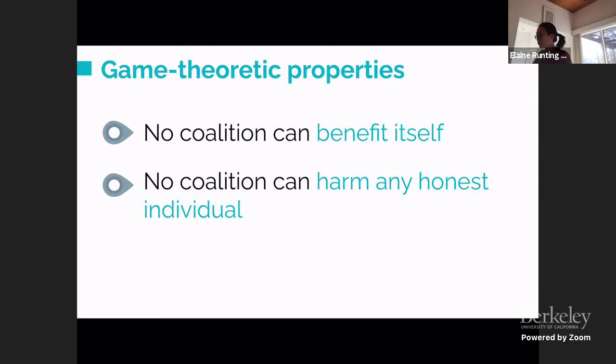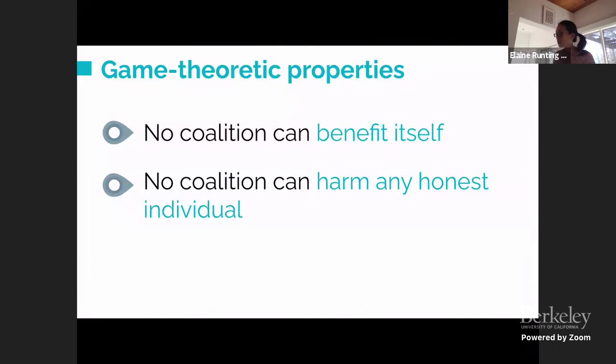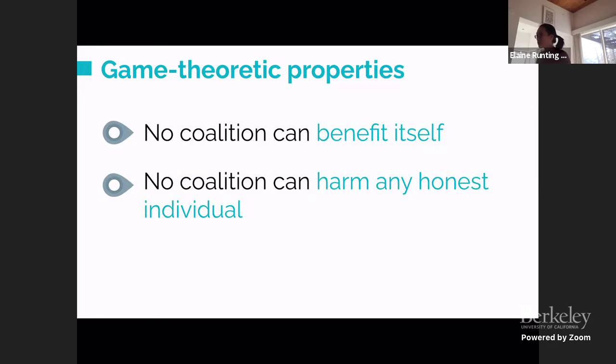And we also have a second property, which is that any coalition cannot harm the honest player, cannot harm actually any honest individual, because it's for the same reason, right? The only thing I can do is abort, but that just hurts me and benefits the opponent. So the second property is also important.